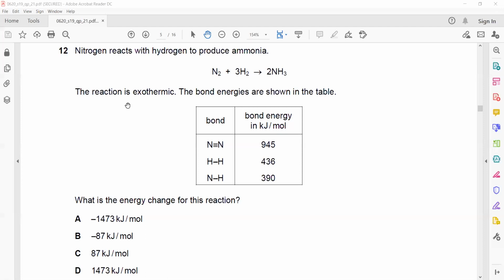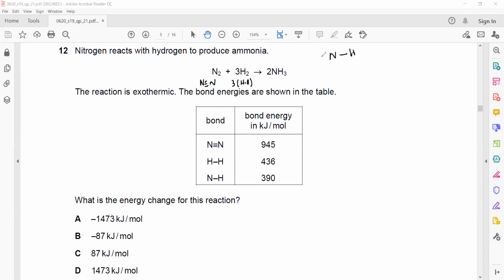Nitrogen reacts with hydrogen to produce ammonia. The reaction is exothermic. The bond energies are shown. What is the energy change? Energy change is bond breaking minus bond forming. N2 means a triple bond between the two nitrogen atoms. H2 means a single bond between the two hydrogen atoms. And how many bonds will be there? Multiplied by 3.